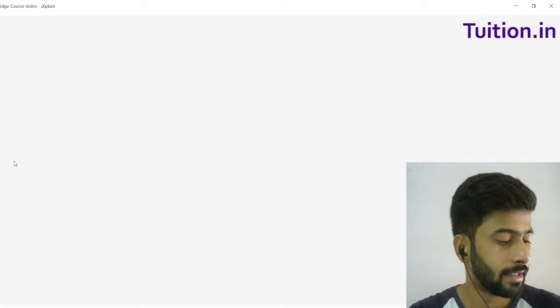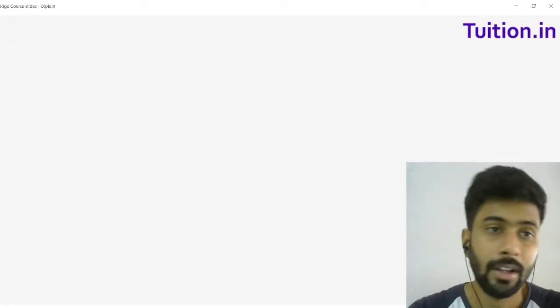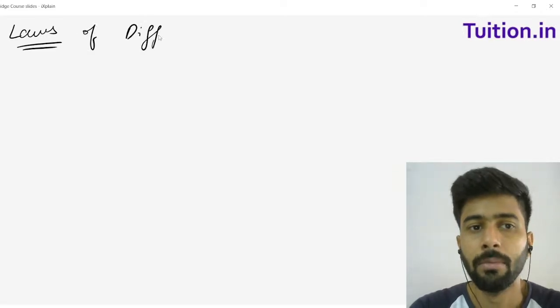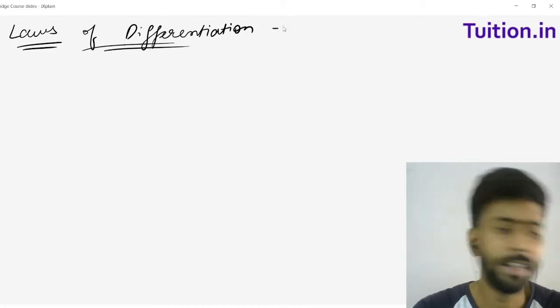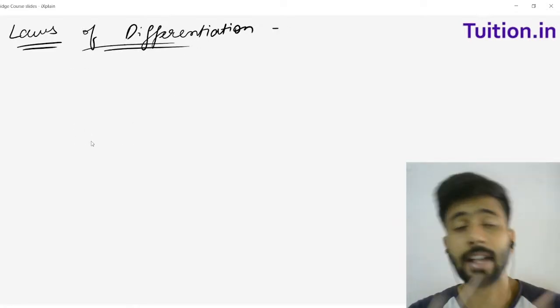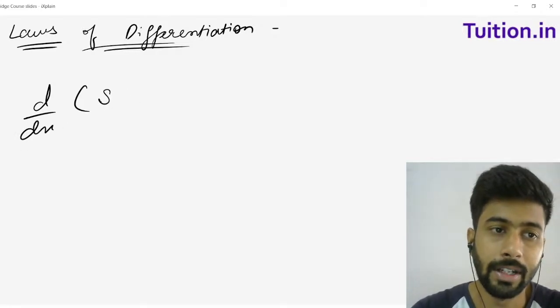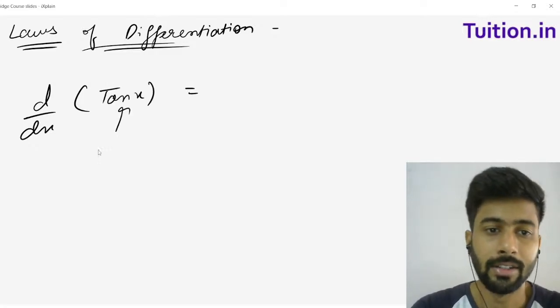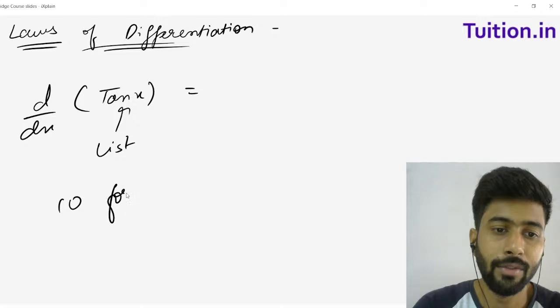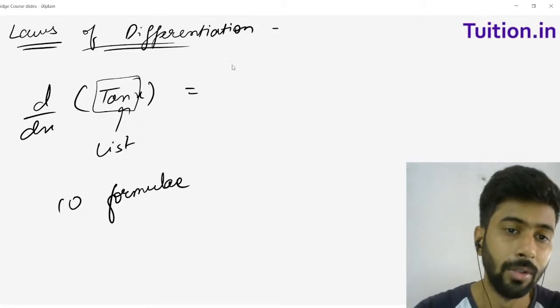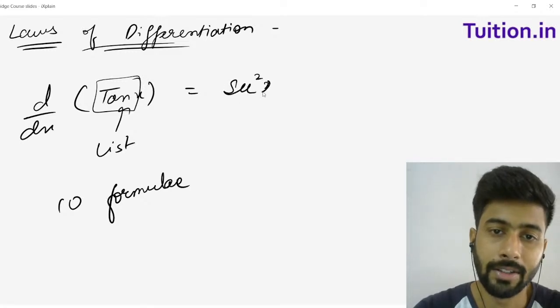In fact, even before we discuss some problems, we need to discuss some laws of differentiation, because unless you study these laws, the other set of problems are very basic. The only kind of questions that I can ask you right now is, tell me what is d by dx of tan x. Tan x is there in the list of 10 formulae that I gave you for differentiation, a function whose direct formula is available with you. So you can say the answer is secant square x, right?